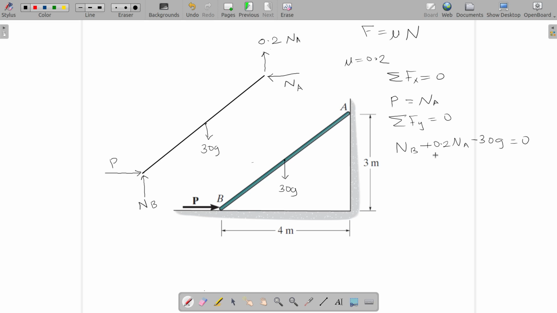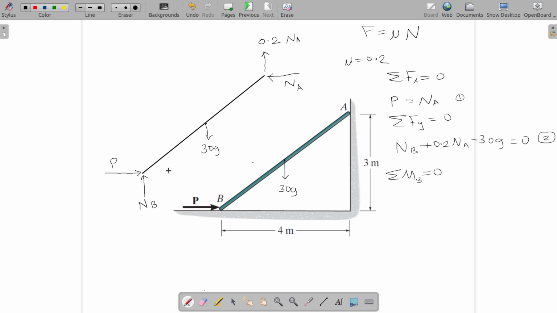So that is equation number 2. Now equation number 3 will be the moment equation. We can take the moment equation about any point. So I will choose point B here. Moment about B.